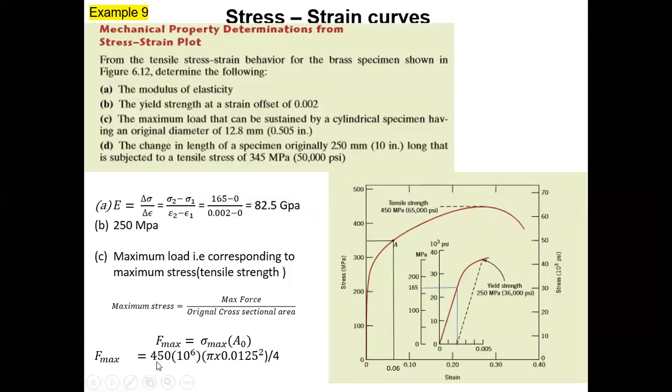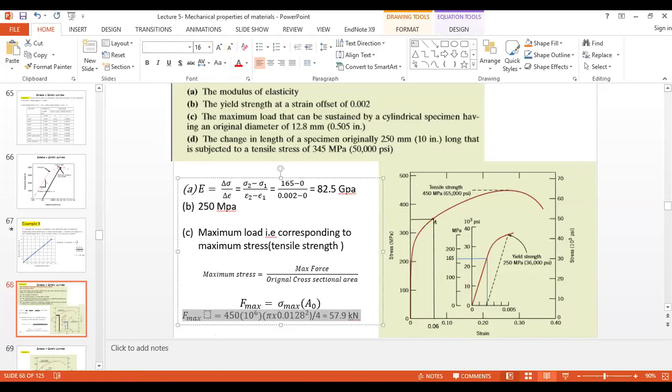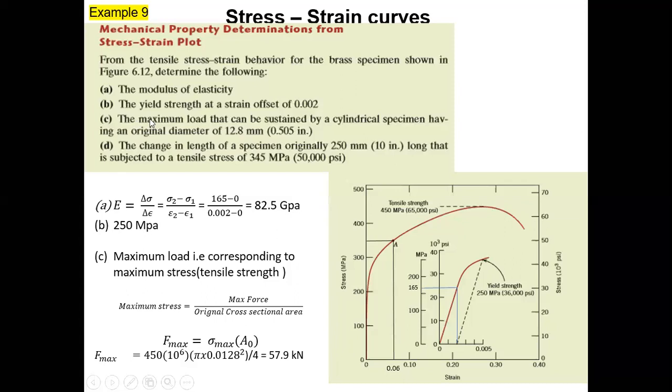So maximum force, maximum stress, that means the tensile strength into the original cross section area. Tensile strength is 450 megapascal. This is the cross section pi d squared over 4. So you will get the answer 57.9 kilonewton. Right? You will get the maximum load as 57.9 kilonewton. Right?